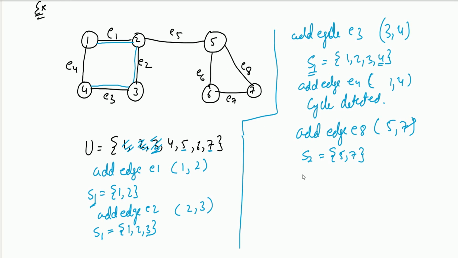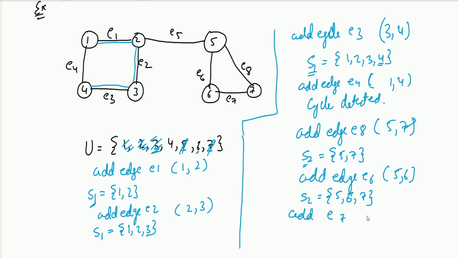Now we can add E6. E6 is 5, 6. So now this 5 and 7 will not be here. 5 belongs to S2, 6 belongs to universal. So we can just apply union on them and we will get 5, 6 and 7. Now when we try to add E7, which is from 6 to 7, 6 belongs to S2, 7 belongs to S2. So now adding this will create a cycle, and you can see that if I add E6 and E8, then adding E7 will create a cycle. So we can say cycle.